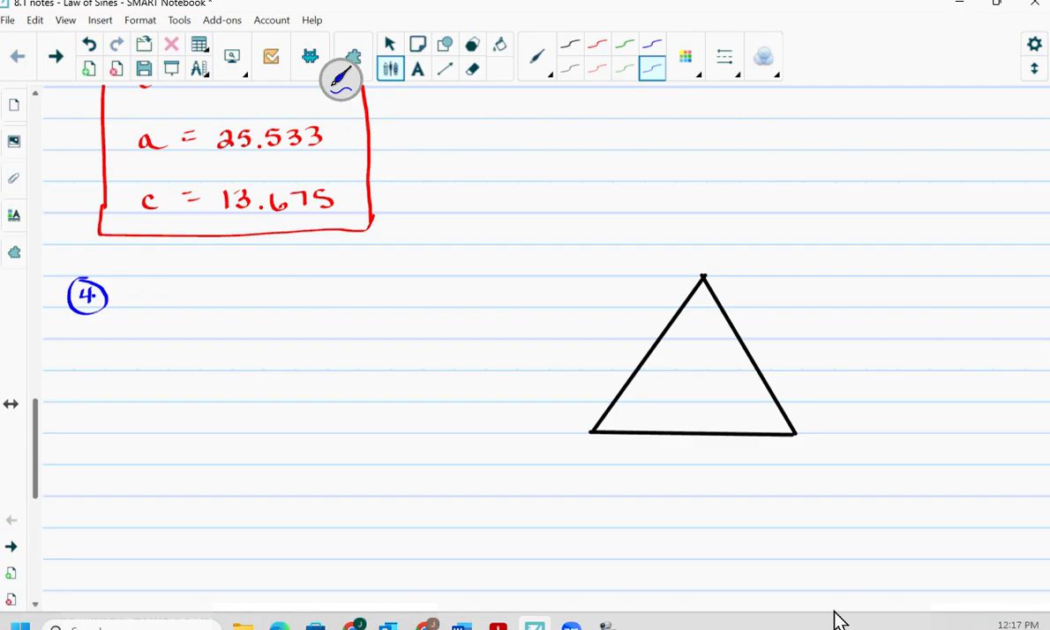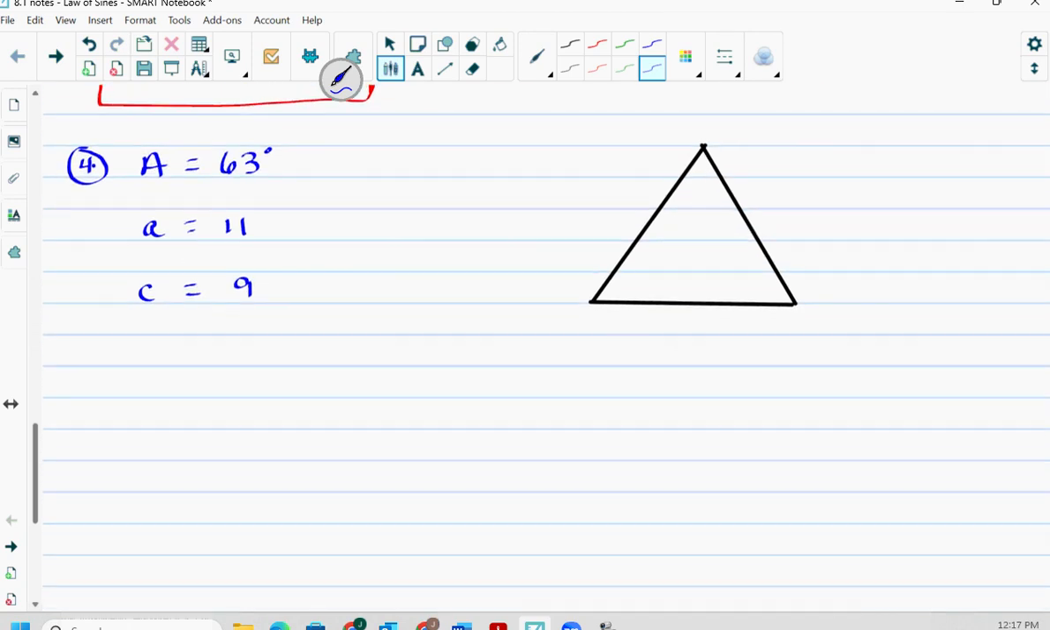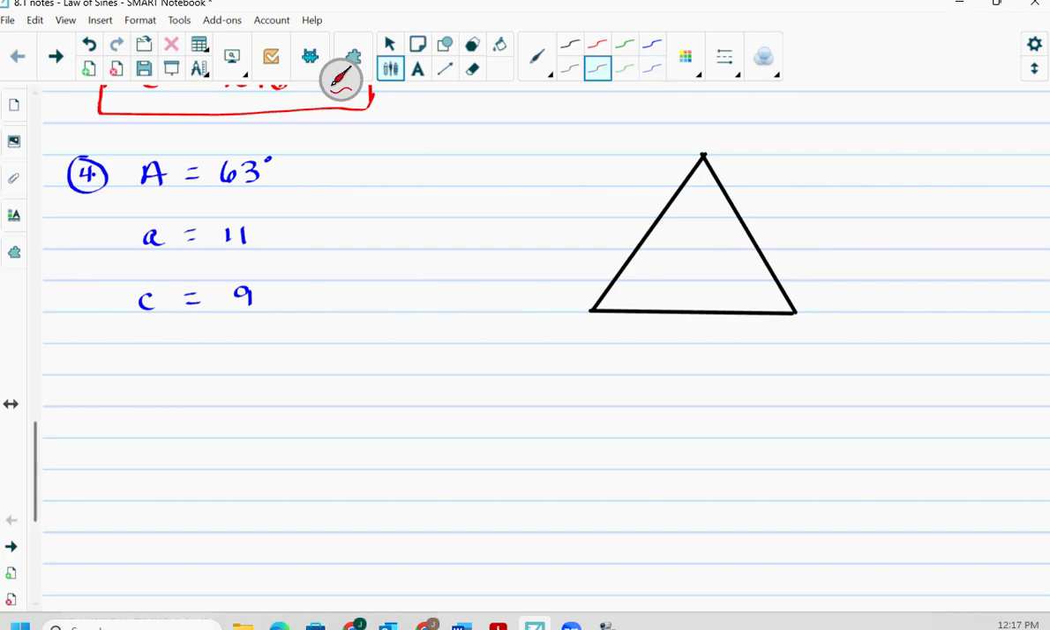Let's say angle A is 63 degrees. Side A is 11 and side C is 9. We're going to do this one together, at least the first part of it. What's different this time? Yeah, I only gave you one angle, so we can't just automatically find all the angles. So we're going to make our picture.